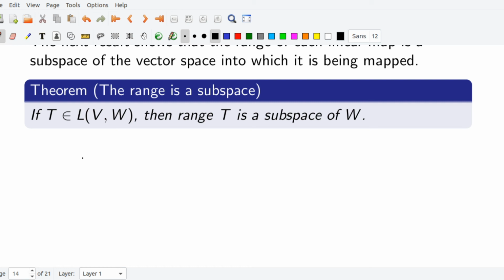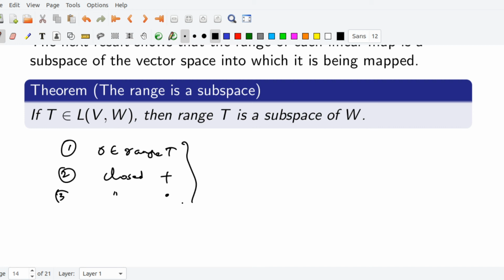To prove a set is a subspace, it is enough to show that the zero vector exists in it, it is closed under addition, and it is closed under scalar multiplication. Okay, these three things have to be proved.